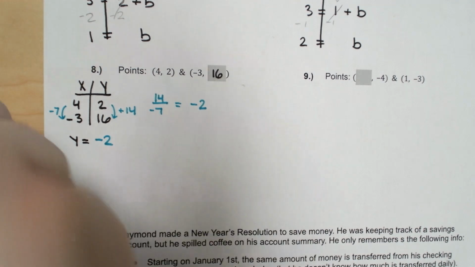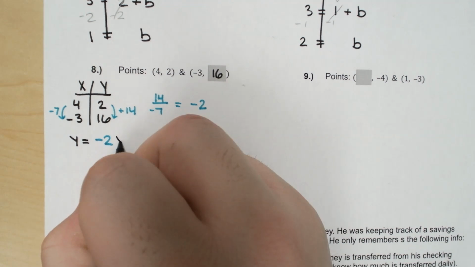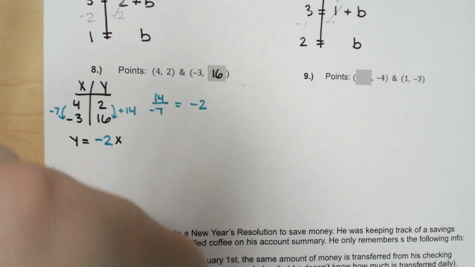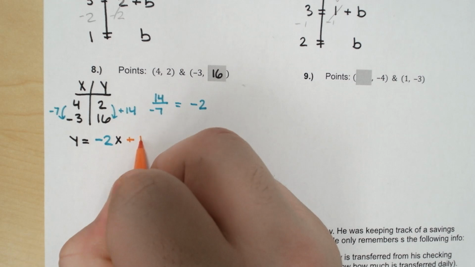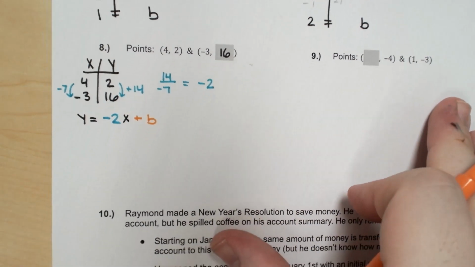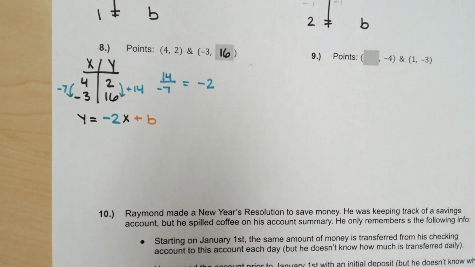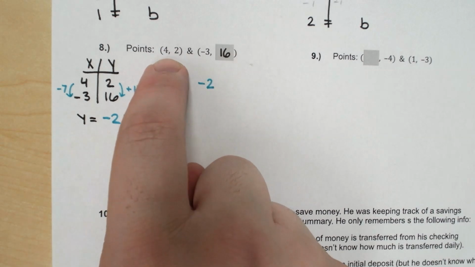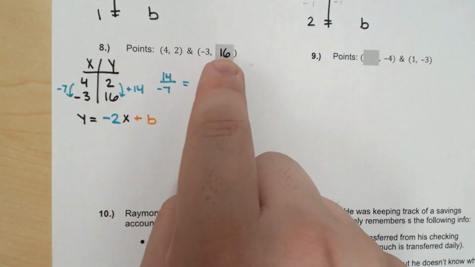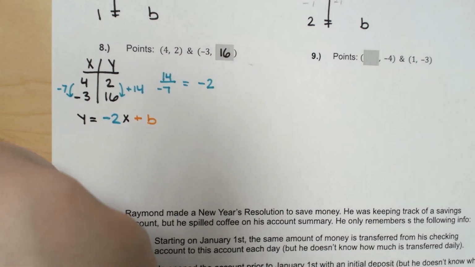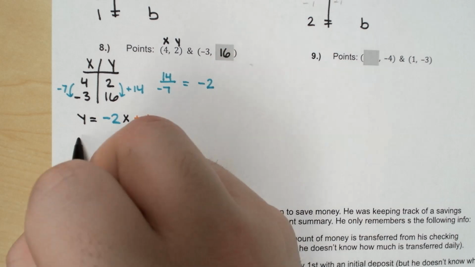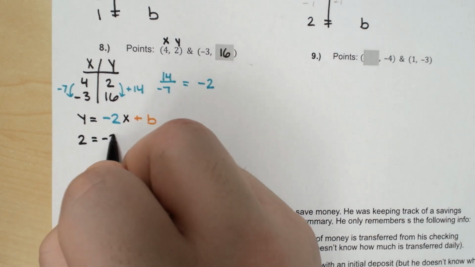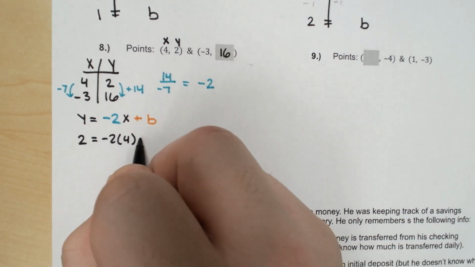So now I know that my answer should look like y equals negative 2x plus something. Well, it does not matter which ordered pair you plug in. I'm just going to plug in the 4, 2 because I don't like negatives and that's a larger number than that, so it's easier to do mental math there. So plug in the 4 for our x and the 2 for our y to get 2 equals negative 2 times 4 plus b.